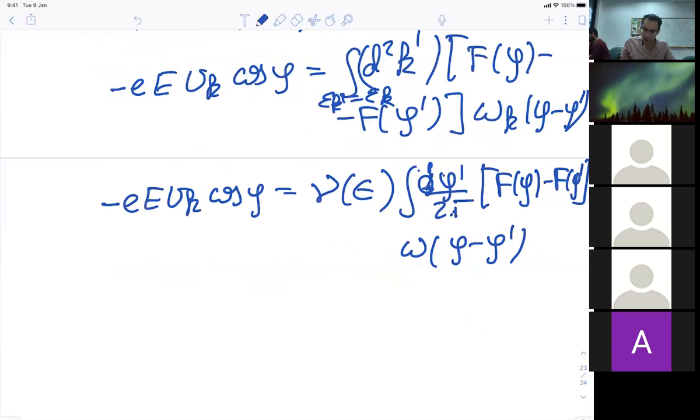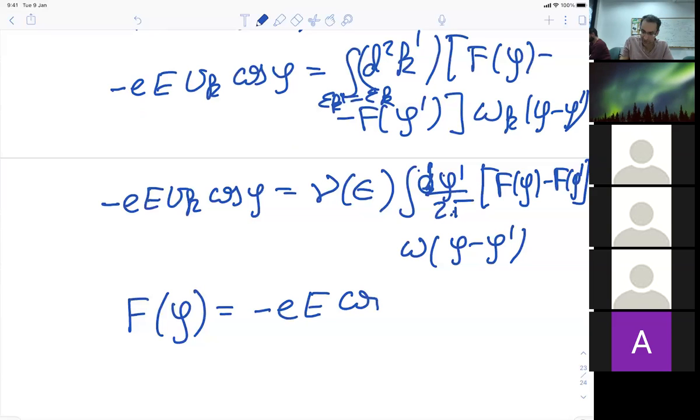Now, how do I solve this equation? This is still a non-trivial equation, but there is a simple ansatz that solves it. So f of phi, let me look at the solution that looks like E cosine phi times tau transport, whatever that means. I didn't understand what you wrote in the integral, the d phi prime over what? What is the denominator? 2 pi.